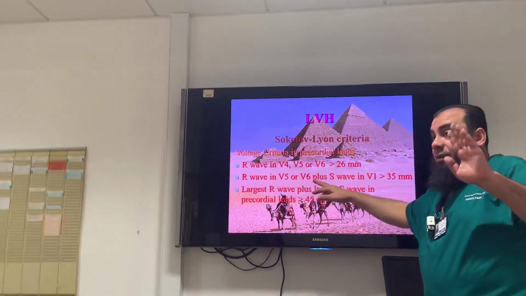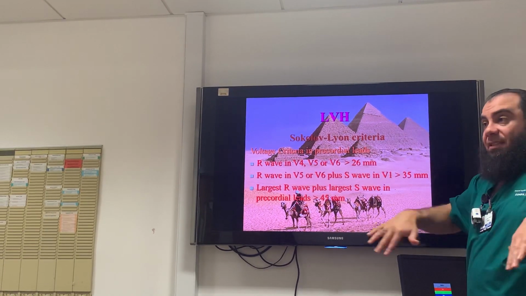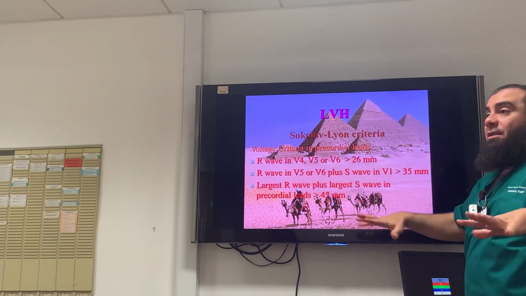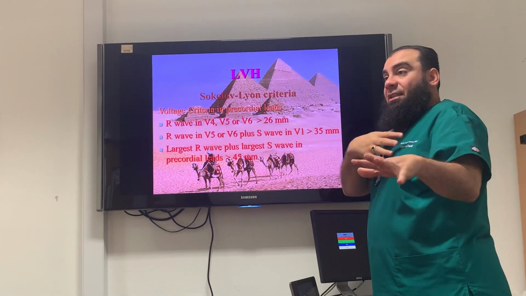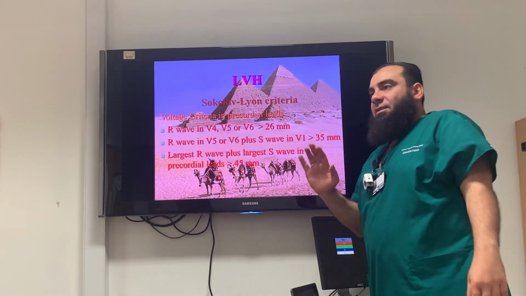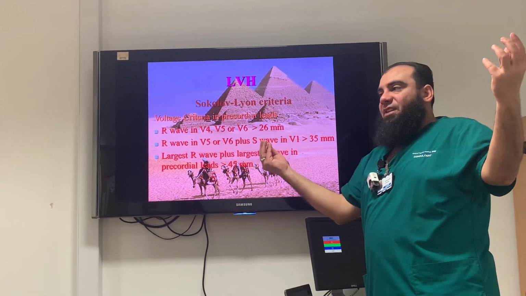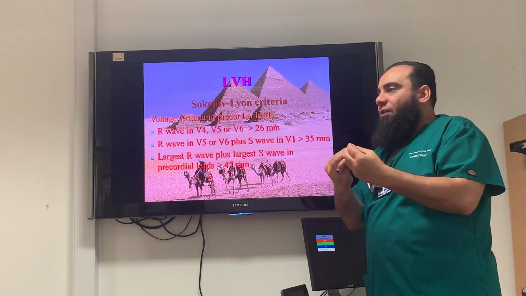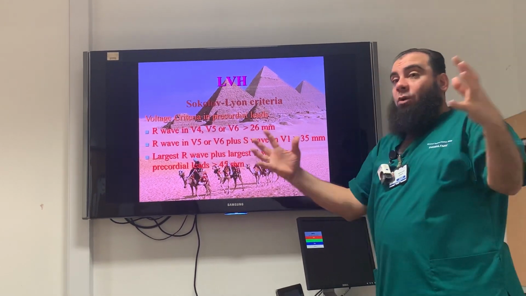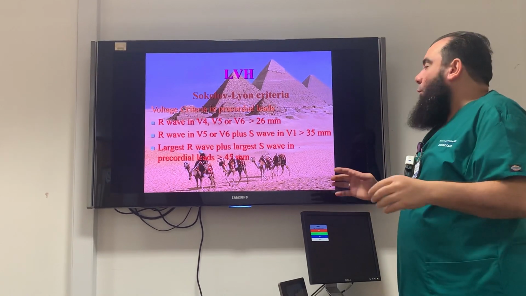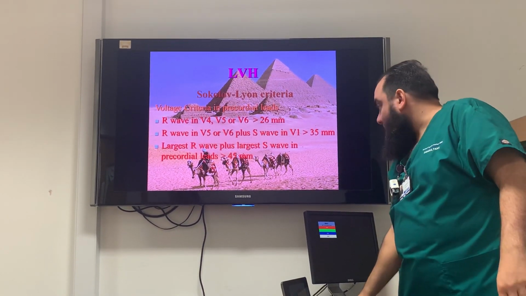Largest R wave, a new criterion. The largest R wave in chest leads wherever the lead is, and the largest S wave wherever the lead is in chest leads, more than 45 is diagnostic. So the first one is V1 and V6 together, V2 and V5 together. But here we calculate the largest S and largest R. We can add both together. If they are more than 45, it is diagnostic. Okay.